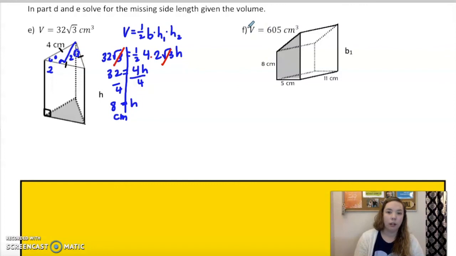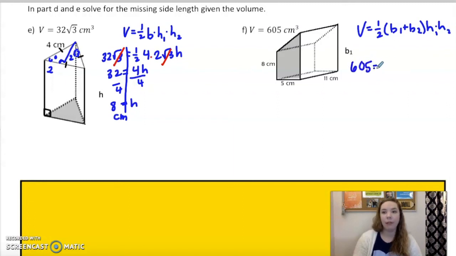On letter F here, what I would do, since this height is not consistent all the way, we're going to say that 11 is the height of our prism and that our base area that we need is of this trapezoid. So for our trapezoid, area of a trapezoid is 1/2 B1 plus B2 times height, and then we'd have the height of the prism. So now we'll plug in what we know. We know that volume is 605. We're trying to find B1. This is also B1. B2 is 8, and then height is 5, and then height of our prism is 11.